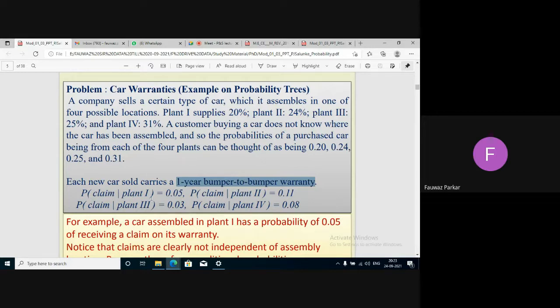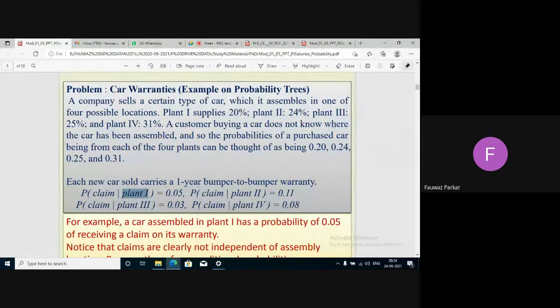So what is the condition? It is manufactured in plant 1; this condition is given. This is a conditional probability that he has given us: given that it is manufactured in plant 1, what is the probability that the claim will occur. The claim will occur given that it is manufactured in plant 1 is 0.05. Given plant 2, it is 0.11. Given plant 3, it is 0.03, and given plant 4, it is 0.008.